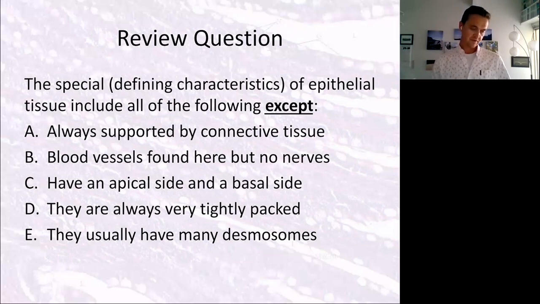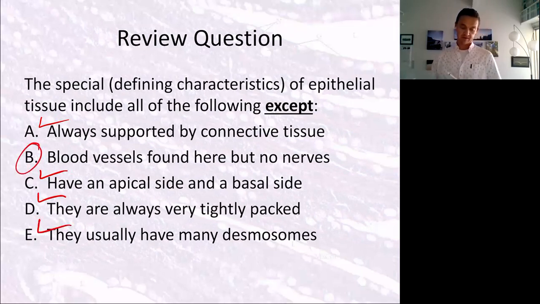Okay, so hopefully you answered that. So always supported by connective tissue, we know that one was right. Blood vessels found here, but no nerves. Okay, is that true? Let's see. Have an apical side and a basal side. Yes. They're also always very tightly packed. Yep. They usually have many desmosomes. Yep, we talked about that. But so it's this one, right? It does not have blood vessels. No, it has no blood vessels, but yes on the nerves.